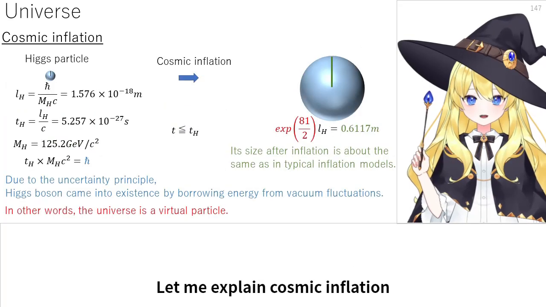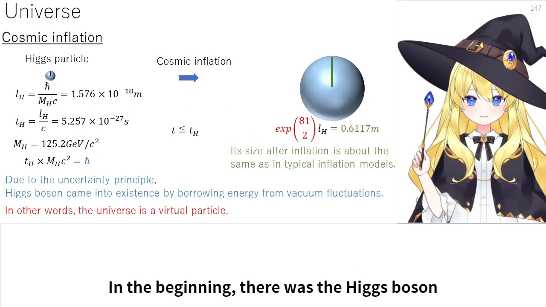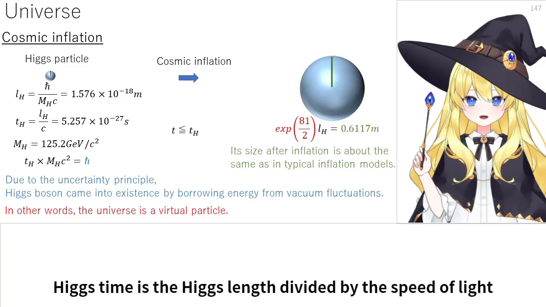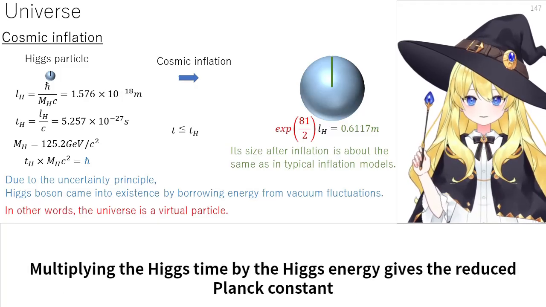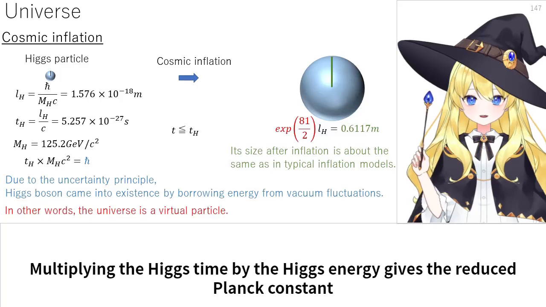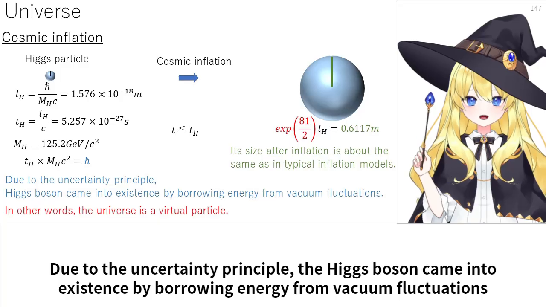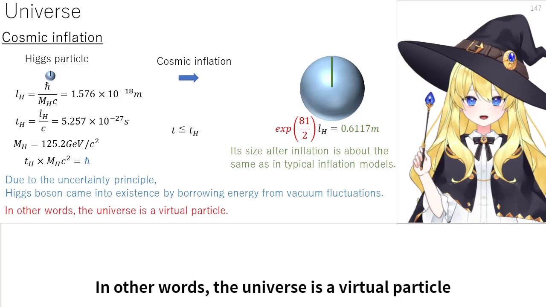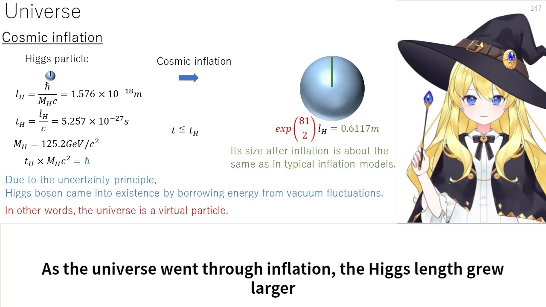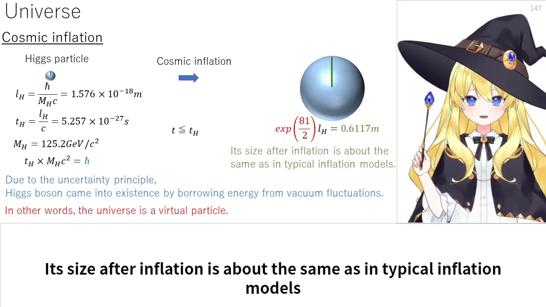Let me explain cosmic inflation. In the beginning, there was the Higgs boson. Higgs time is the Higgs length divided by the speed of light. Multiplying the Higgs time by the Higgs energy gives the reduced Planck constant. Due to the uncertainty principle, the Higgs boson came into existence by borrowing energy from vacuum fluctuations. In other words, the universe is a virtual particle. As the universe went through inflation, the Higgs length grew larger. Its size after inflation is about the same as in typical inflation models.